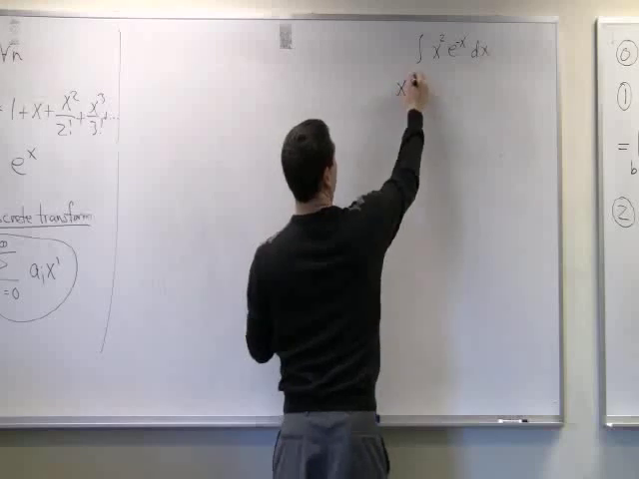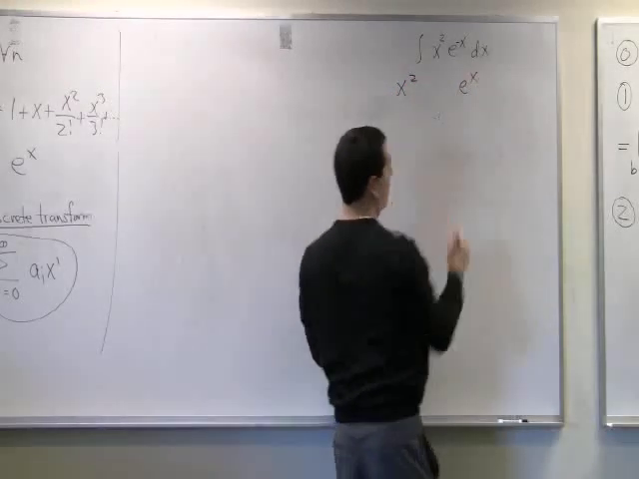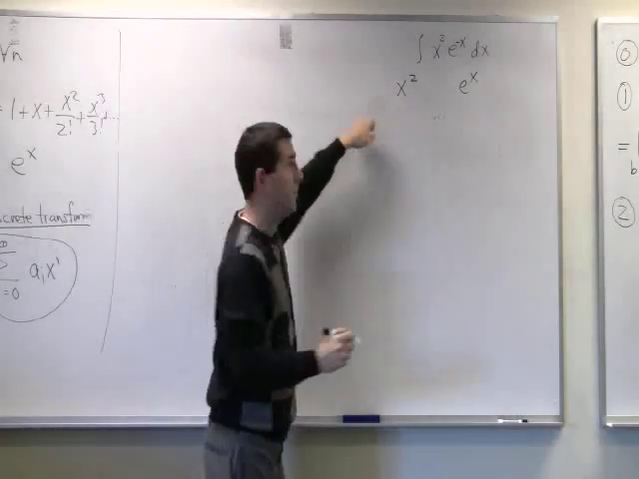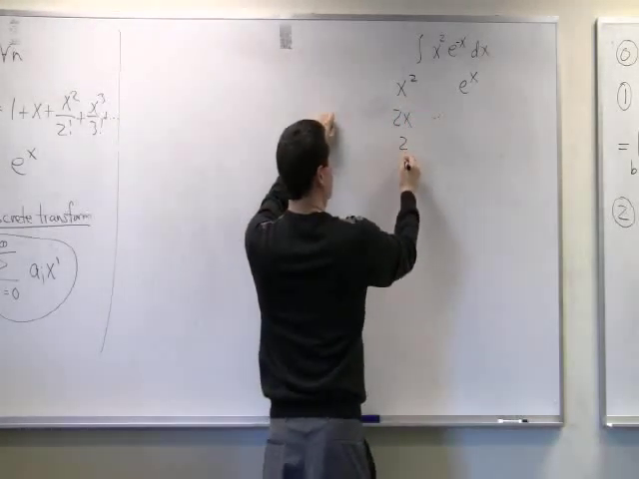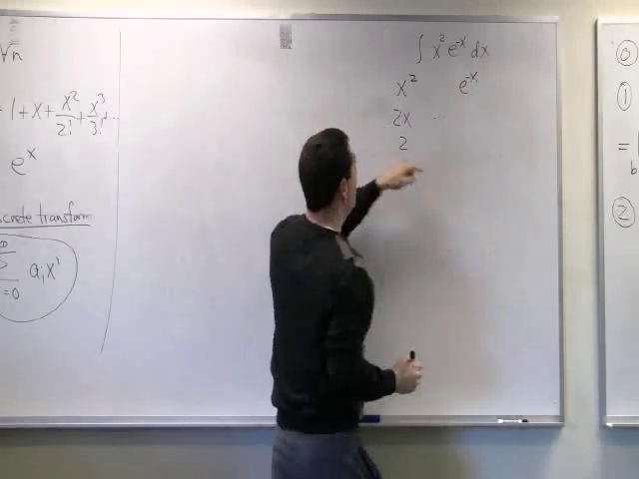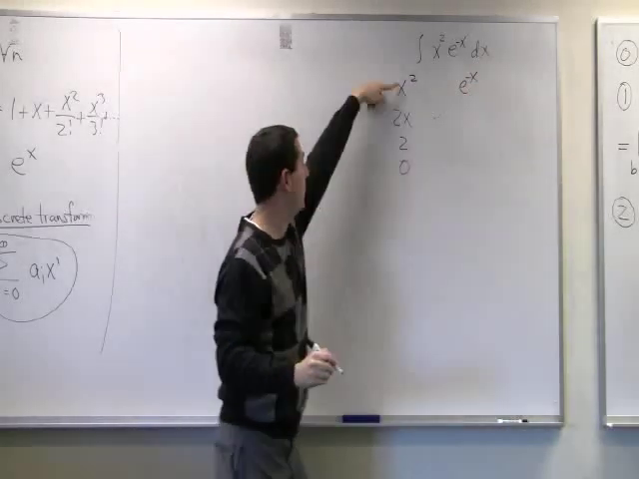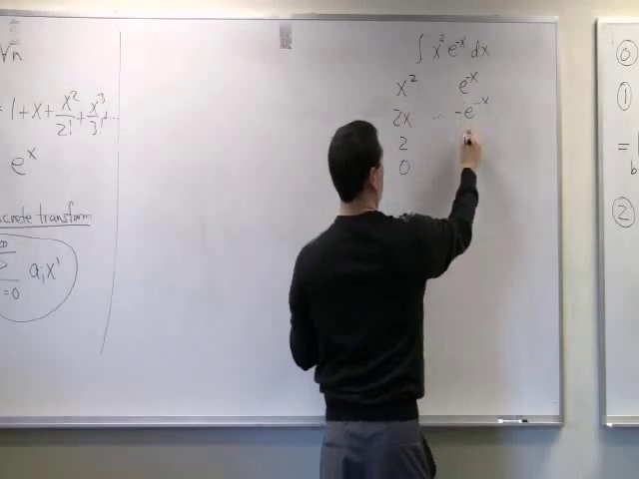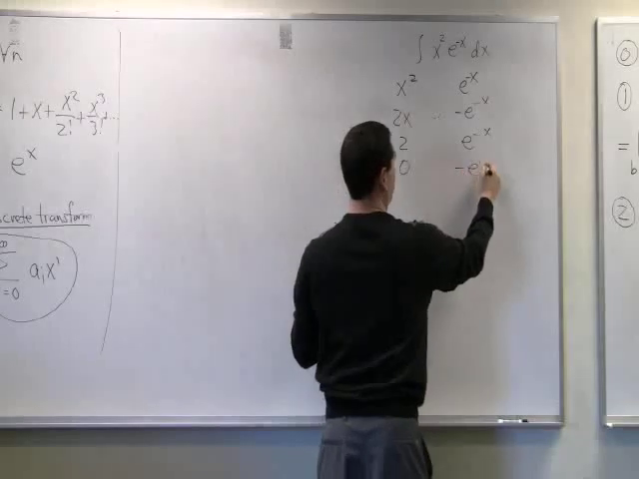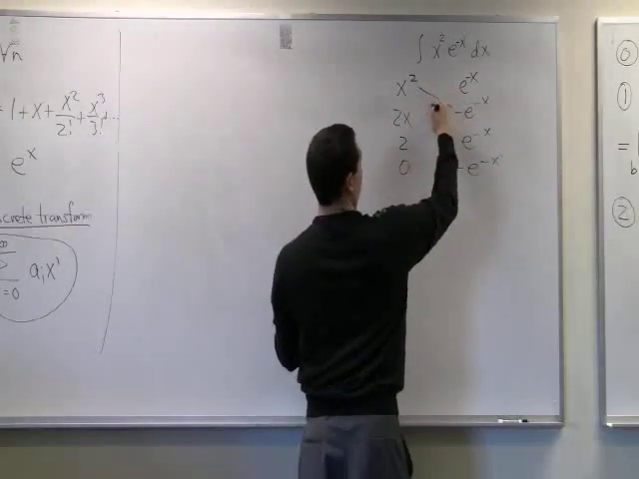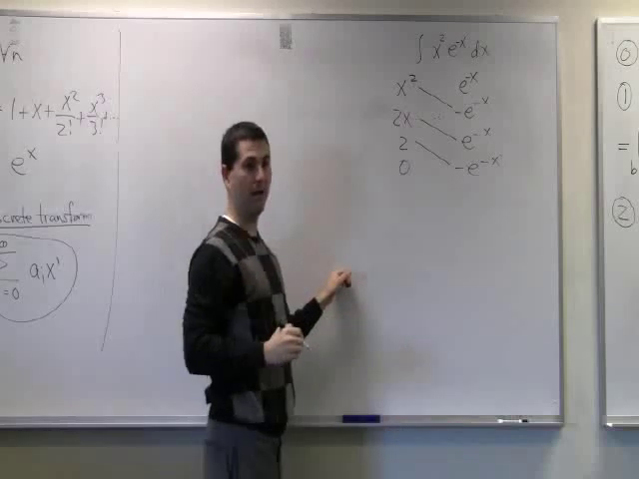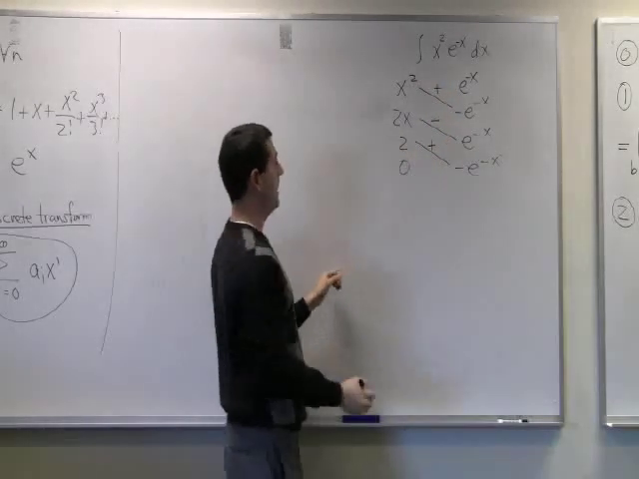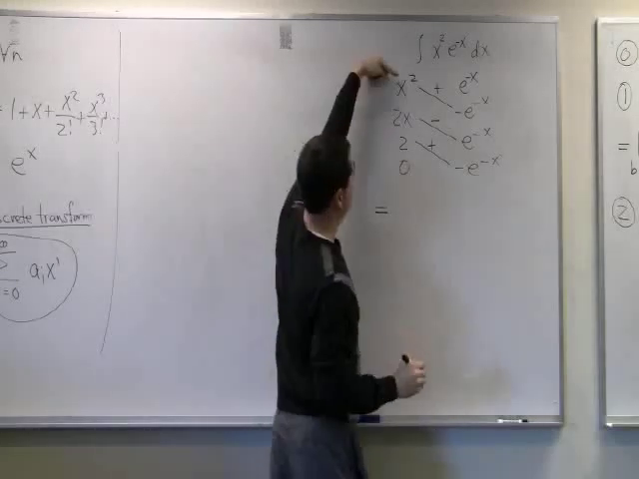So I put my u on one side, my dv on the other side, but I don't call them u and dv, I just write them down. Now I differentiate this until it goes to 0. 2x, 2, 0. Oh, that should be a minus x. Now I integrate this as many times as I differentiated x squared. So if I integrate, I get minus e to the minus x. Integrate again, I get e to the minus x. Integrate again, I get minus e to the minus x. I connect with diagonal lines, going down one step. Starting with plus, I alternate signs. Plus, minus, plus.